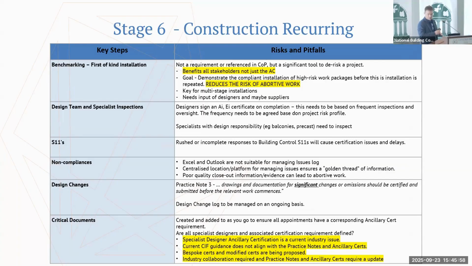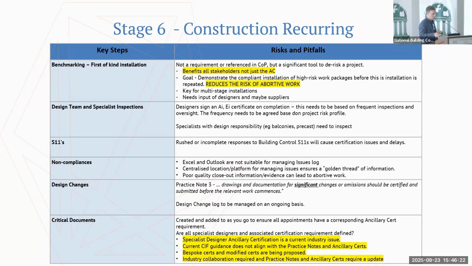Benchmarking, I've touched on it. It's not in the code of practice. It's not in any of the practice notes. But it's something that benefits all the stakeholders and not just the ACs. So, the goal here is to demonstrate compliant workmanship of high-risk work packages, particularly early. It reduces the risk of abortive work.